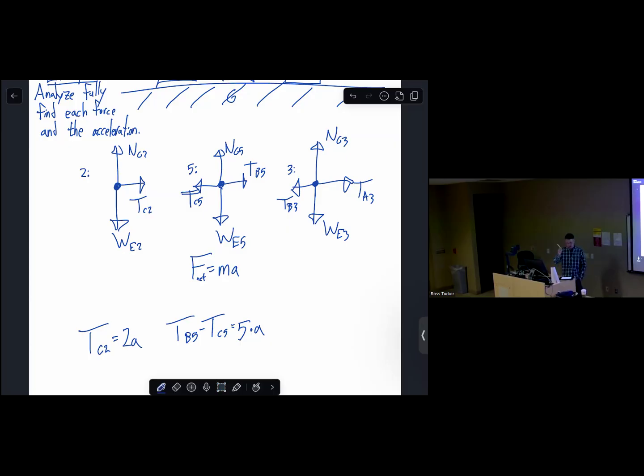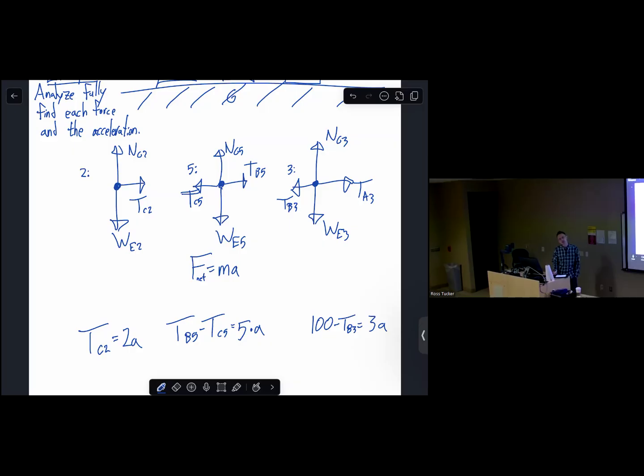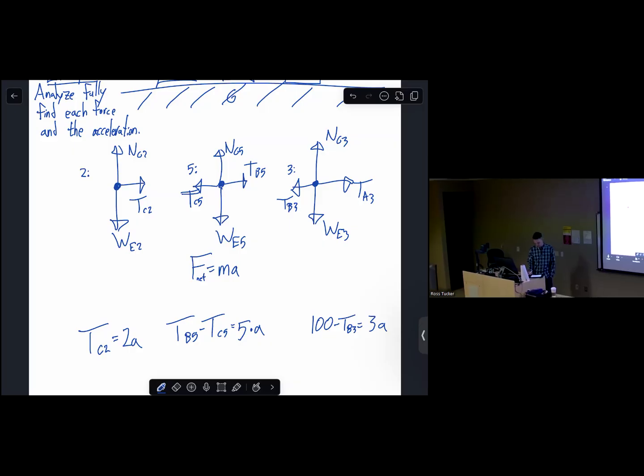You could also plug in, you know what TA3 is actually. I gave that to you in the problem statement. So it is also perfectly acceptable to write 100 minus TB3 equals 3A. Oh wait, acceleration does equal 10, but you shouldn't have jumped to that yet. We'll prove that in a second.